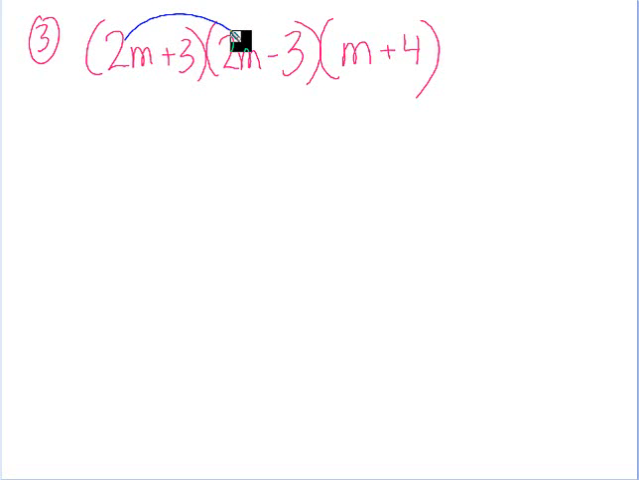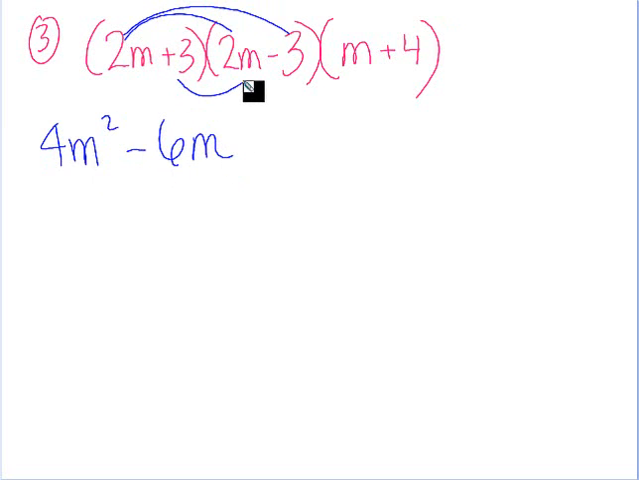So how are we going to multiply 2m plus 3 times 2m minus 3? What will we start off with? Okay, so 2m times 2m. Good, 4m squared. And then what's next? 2m times minus 3, what will that be? Good, negative 6m.